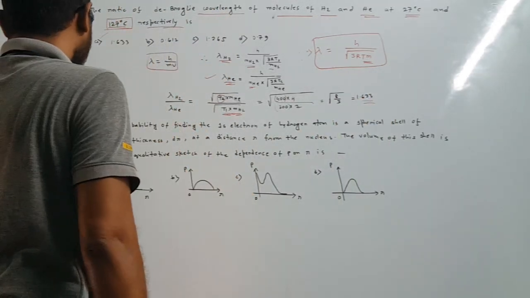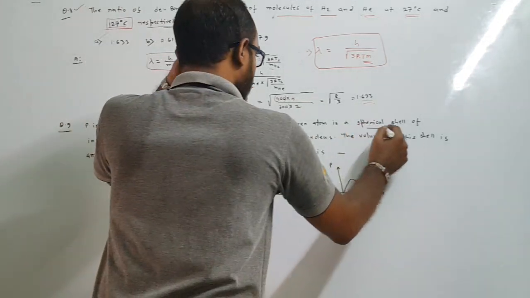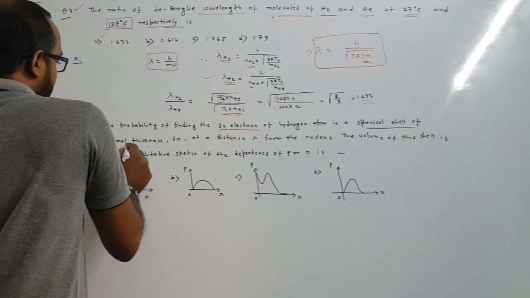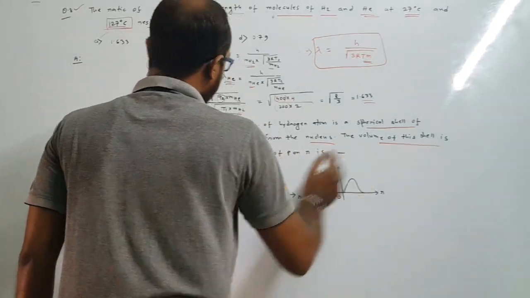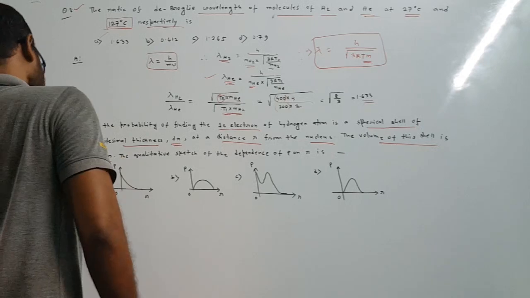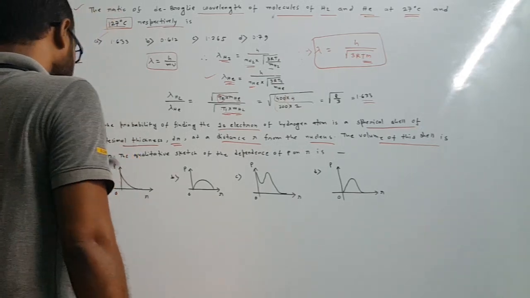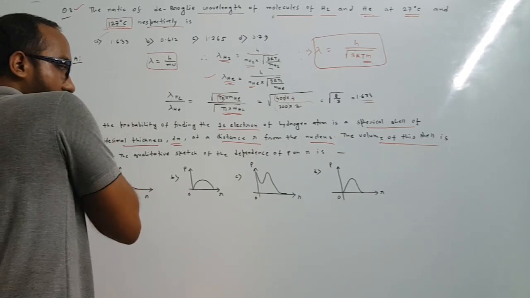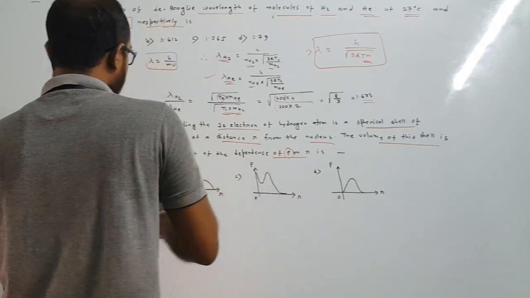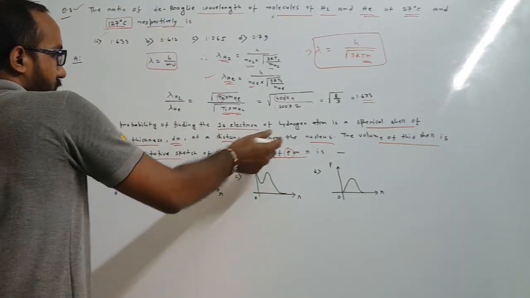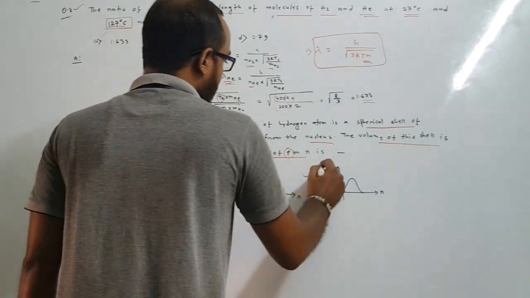That is option A. Now next question, P is the probability of finding the 1s electron of hydrogen atom in a spherical shell of infinitesimal thickness dr at a distance r from the nucleus. The volume of this shell is 4 pi r square dr. See, from this you can see that the sketch would be from the probability distribution function. The last slide we have learned in the theory, the qualitative sketch of the dependence of P on r, that is 4 pi r square psi square by r distance. So probability of finding 1s electron, the graph would be option D.